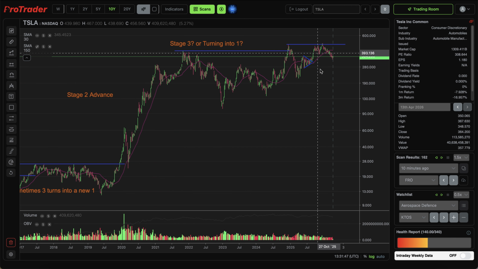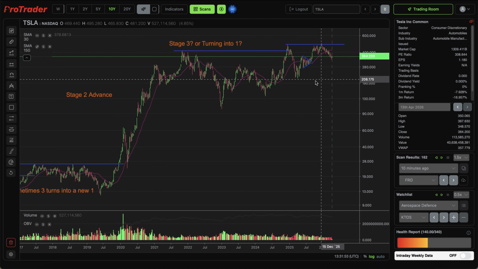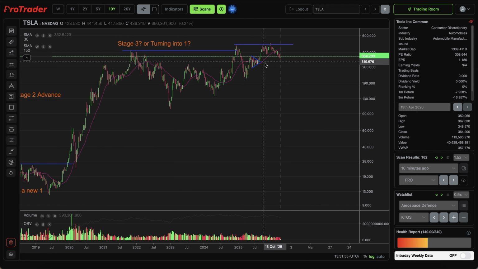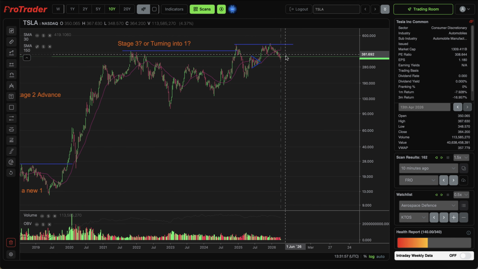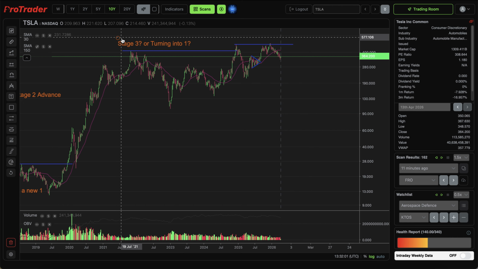If it goes into a stage 4 decline, I don't care. Good for it. I'm not going to be in it. The only way I'm going to be in it is if it tightens up and gives me a great signal to get in. It's as simple as that. That is Stan Weinstein Stage Analysis.